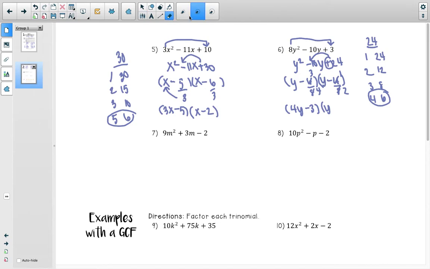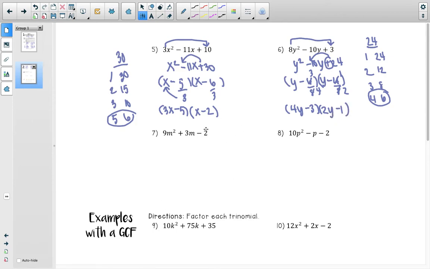Let me erase this. Still learning to work this pen, so it's just a little weird for me, of how I have to go around and do this. Okay, so the bottom goes up. Parenthesis, we write 2y minus 1, and we're done.